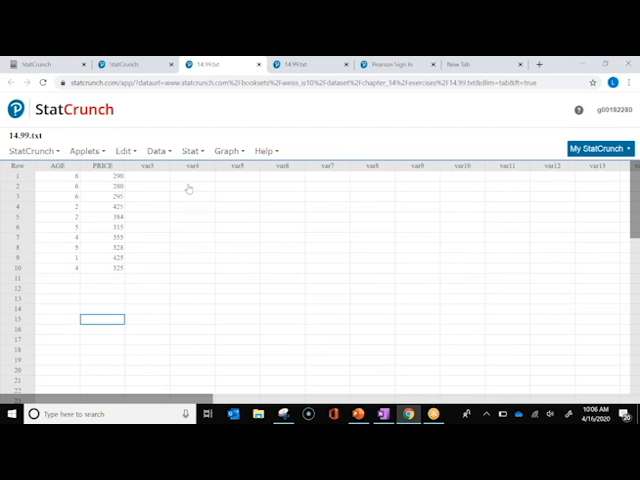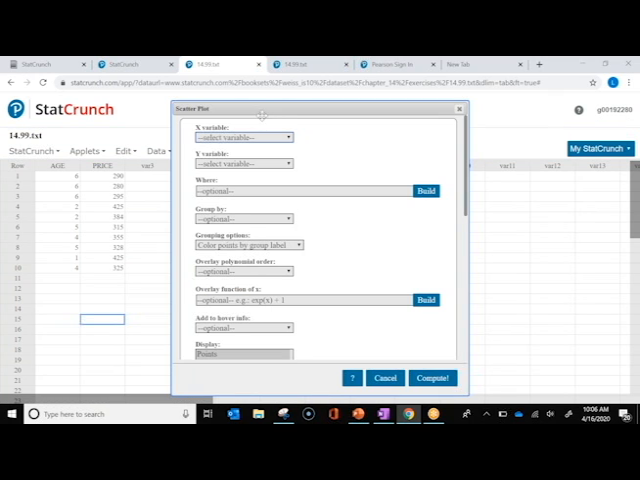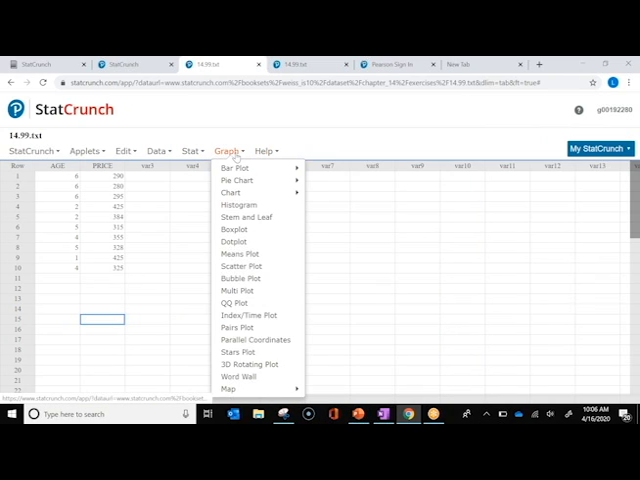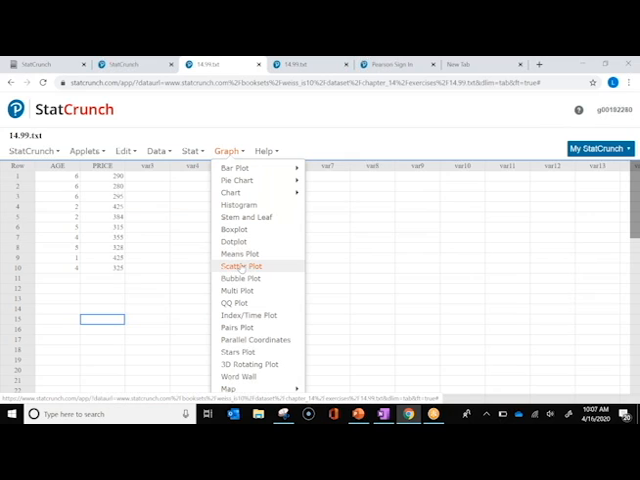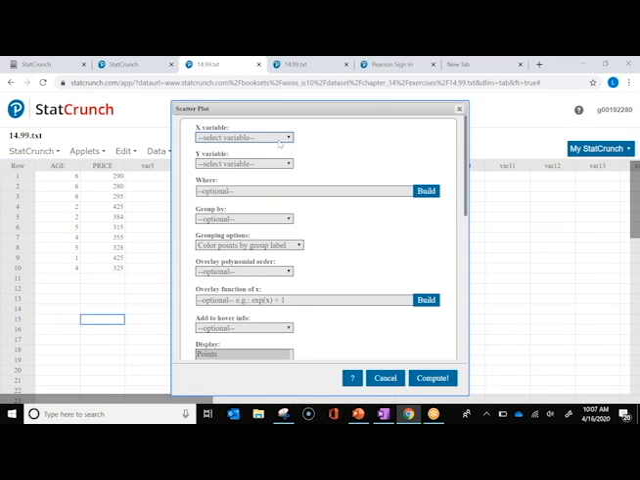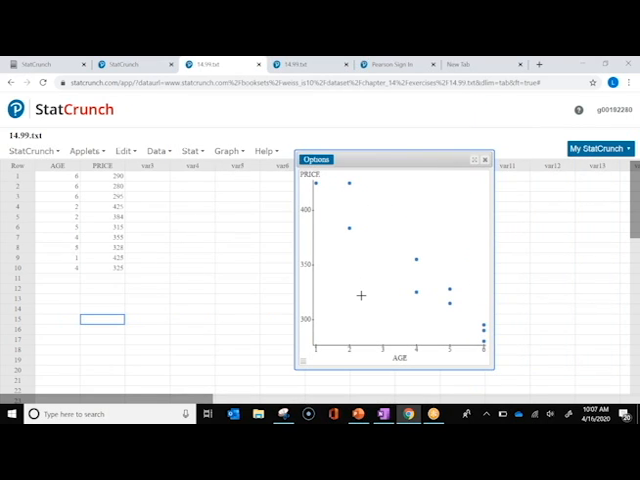There are a couple of things you're going to want to know how to do through the whole chapter on regression. One of them is to look at a scatter plot. This is very helpful to just see a scatter plot of your data, and that would be under graph. So under graph, go to scatter plot. Your X variable is the age. Your Y is price. You hit compute, and there's the scatter plot.